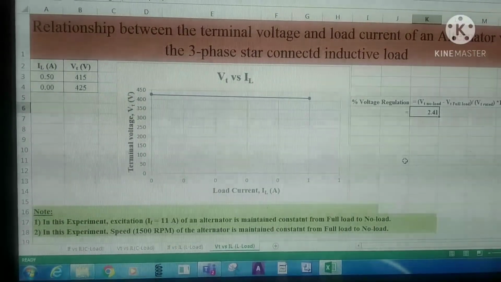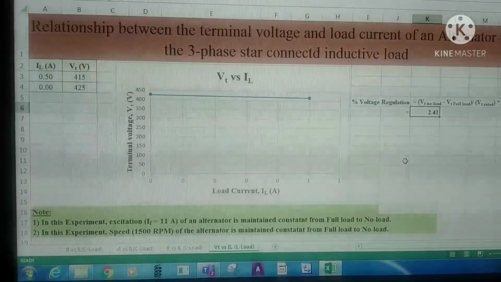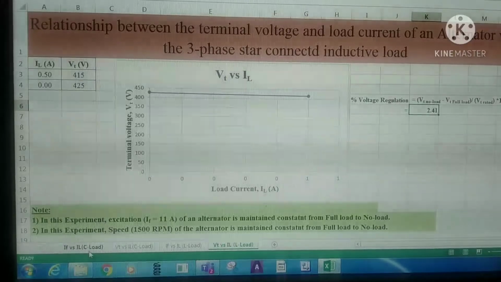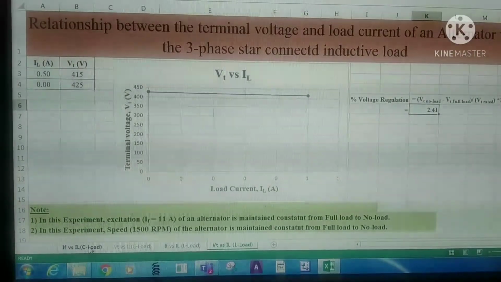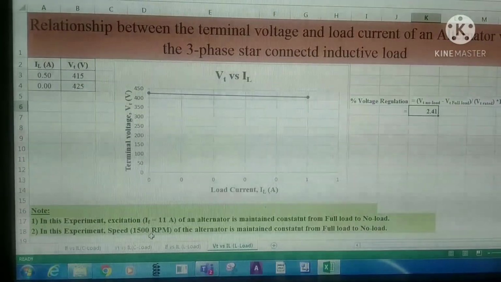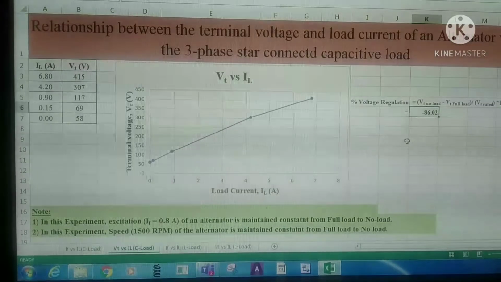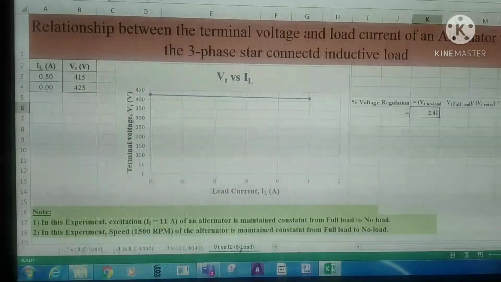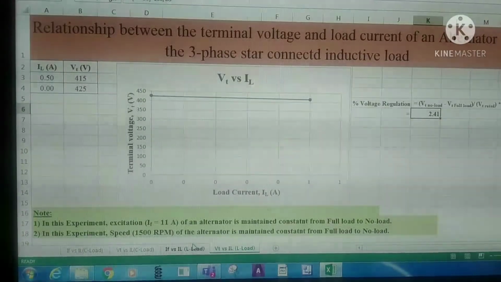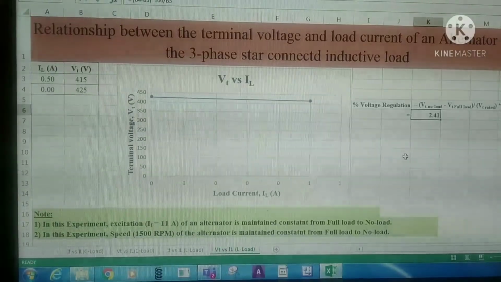In the second experiment, we have done the same procedure with the resistive load, and today we have performed it for the capacitive load and inductive load. So here for the capacitive load voltage regulation is negative, for the inductive load voltage regulation is positive. For the resistive load we have seen it was also positive.